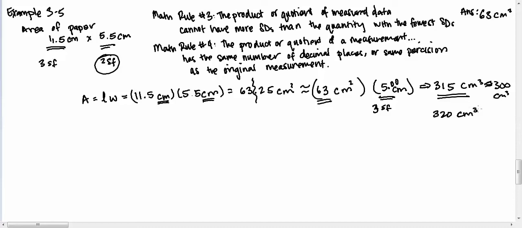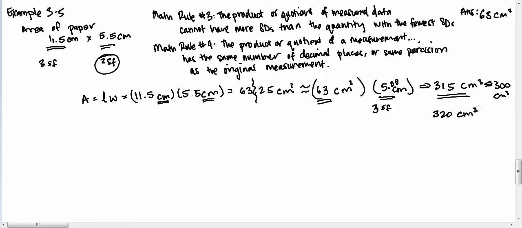Sometimes we multiply things and keep the same number of sig figs, because we multiply by precise numbers. And so that would bring us to rule number 4. I don't really have an example pulled up for this, but I'll explain it to you. The product and quotient of a measurement and some kind of counted number, conversion factor, or defined value has the same number of decimal places, same precision as the original measurement.